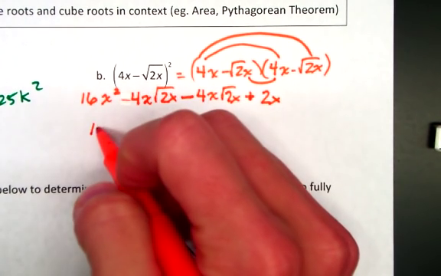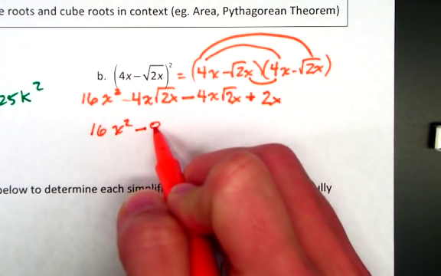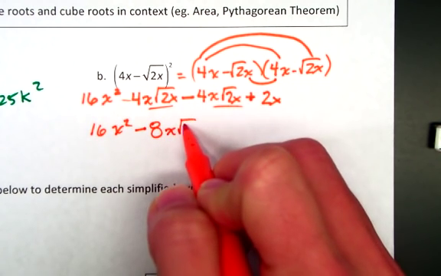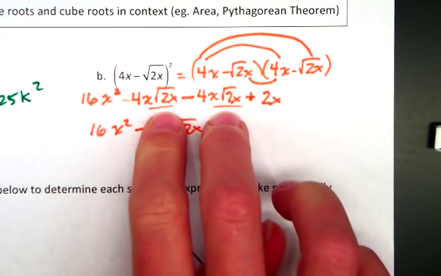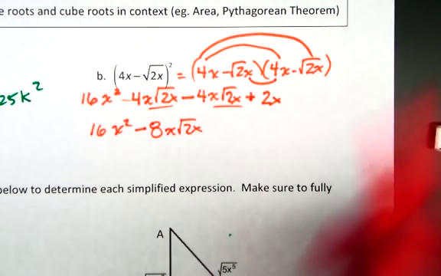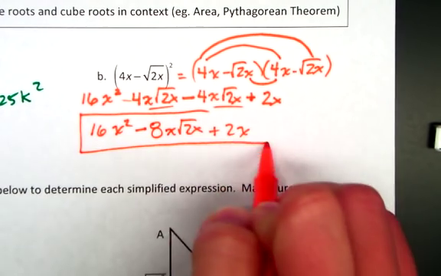So this becomes 16x squared. Negative 4 plus negative 4 is negative 8. And then the term that's not changing is the x root 2x. Okay, this doesn't change when you add. Anytime you're adding like terms, you're really just adding the coefficients. And then we have plus 2x. And now we have no like terms. So that's our final answer.